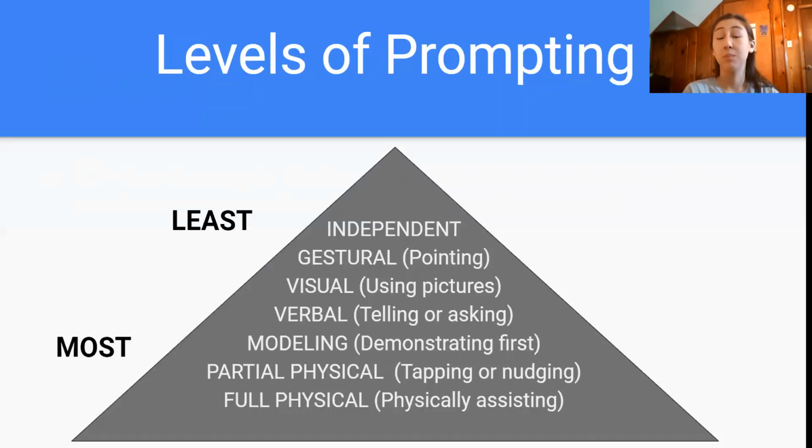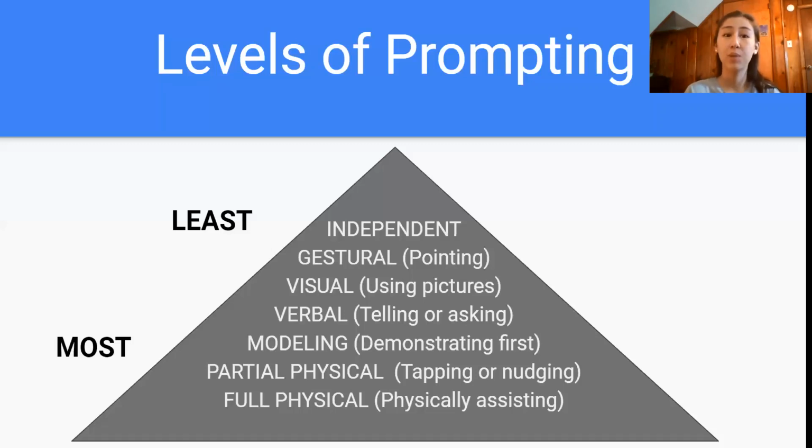Up next is modeling, and personally I think this is one of the most important types of prompting because our students really look up to the technicians and they really learn from you guys. They watch you even when you don't think they are. They're watching and learning from you. So if you model something for them and with them to help them learn, they're really going to take heed of that. Modeling goes a really long way, especially when a student is learning a new skill.